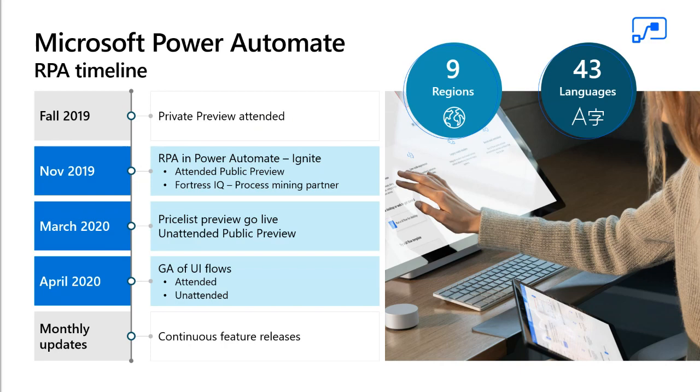We continue to make investments in new features, and Power Automate is currently available in 9 regions and 43 different languages. We are continuing to make additional features and enhancements to it, and I'll actually be talking a little bit about one of those new features that's currently in preview, which is the new Power Automate desktop.